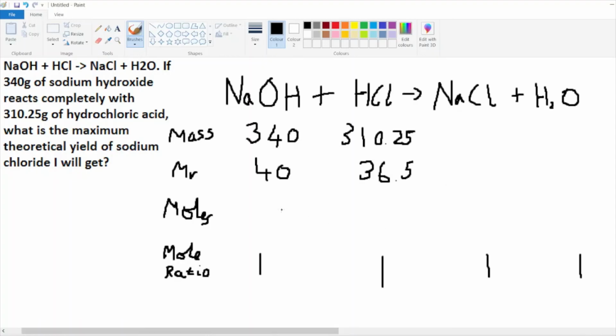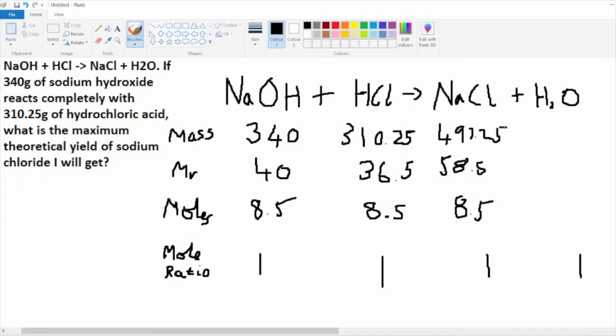You should find that we have 8.5 moles of each, and what this means is that we also have 8.5 moles of sodium chloride, and this means that after we've worked out the relative formula mass, we can use our equation. We can do these two multiplied together to get the mass, which gives us 497.25 grams of sodium chloride as our maximum theoretical yield.